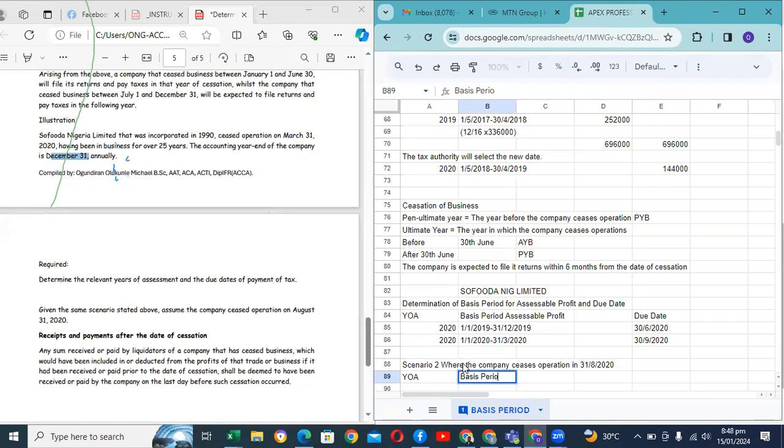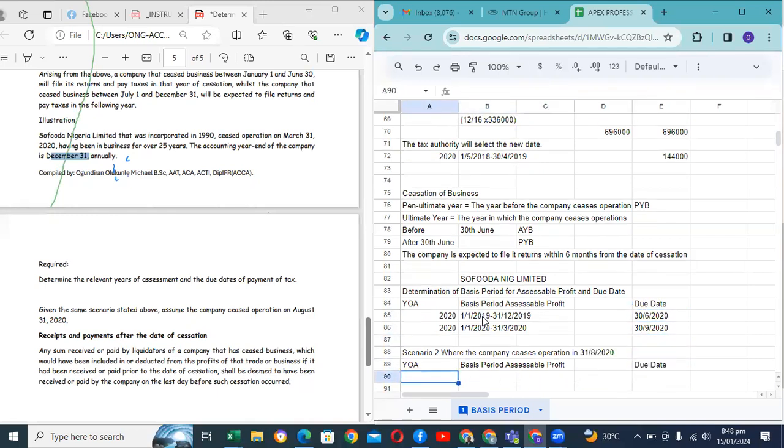Now look at this, the solution. The company ceases before 30th of June, and you are using preceding. I'm using actual 2020. What determines if it is actual is the year. Okay, 2020 is actual 2020. I understand it now. The year of cessation is when you use the actual. Yes.